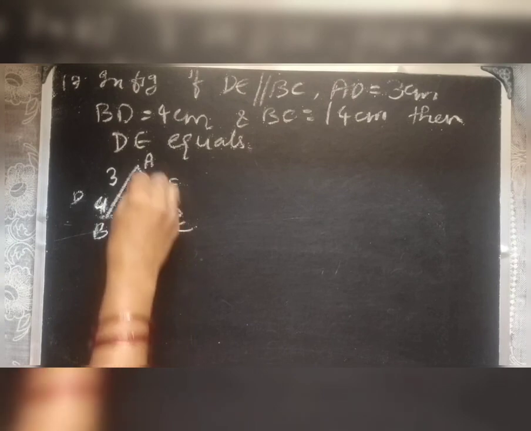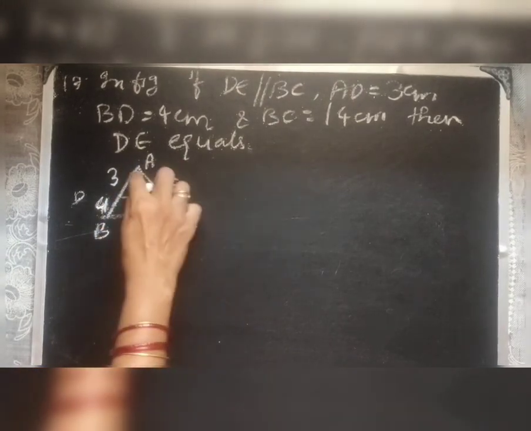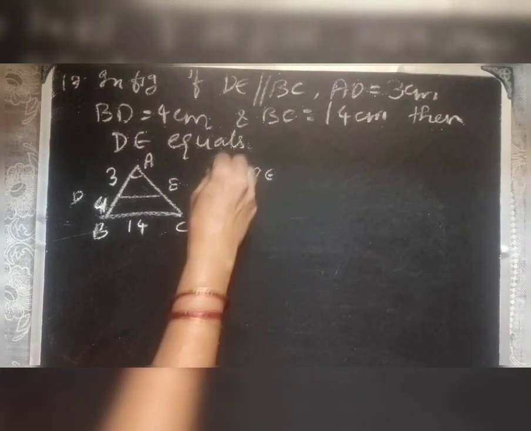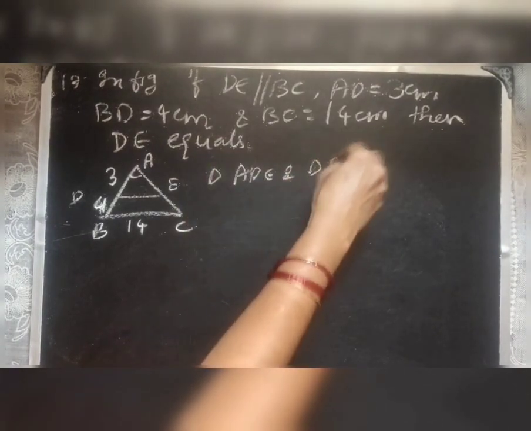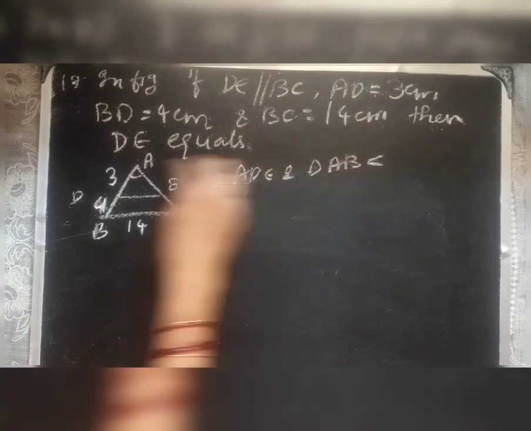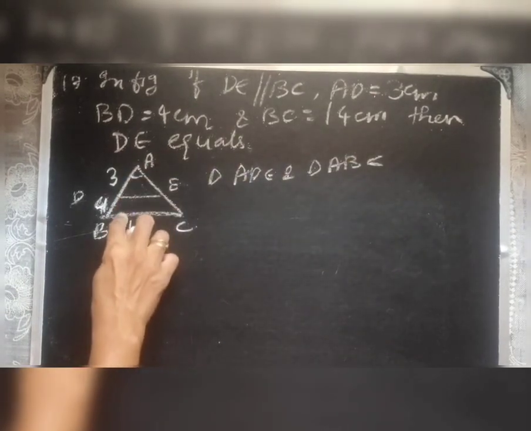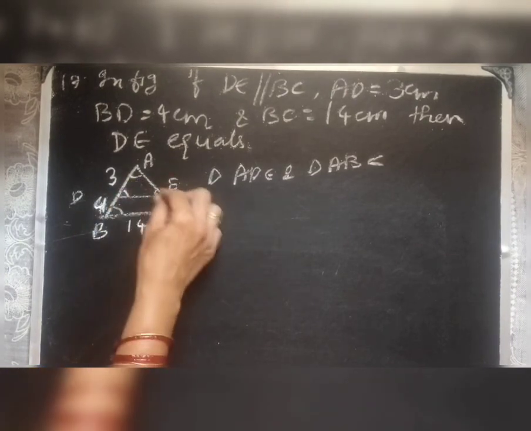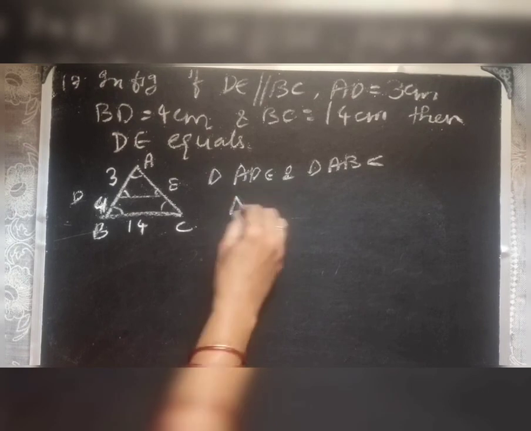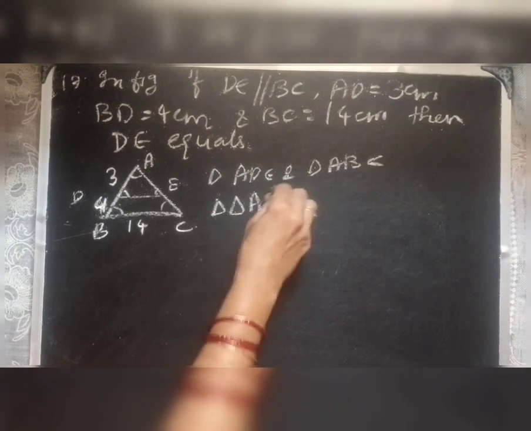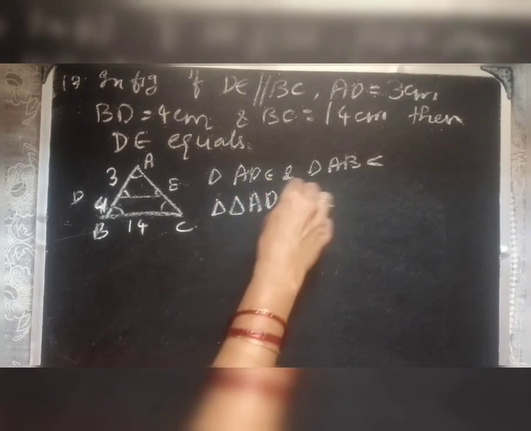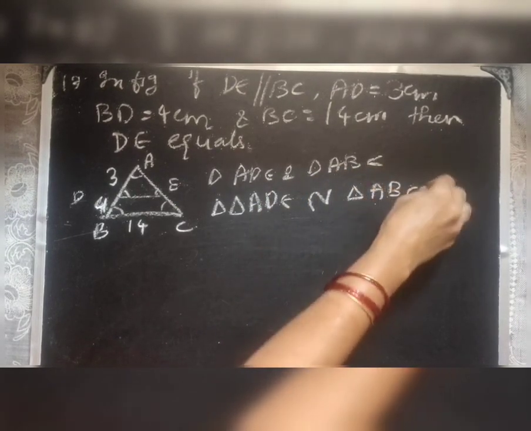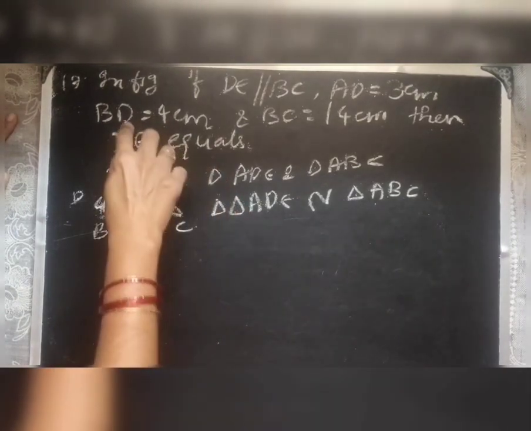So we know that angle A is common for these two triangles. We need DE, so we will take triangle ADE and triangle ABC. We know that angle A is the same angle and we know these two lines are parallel. So as a result, the corresponding angles will be the same. So as a result, we can write triangle ADE is similar to triangle ABC.